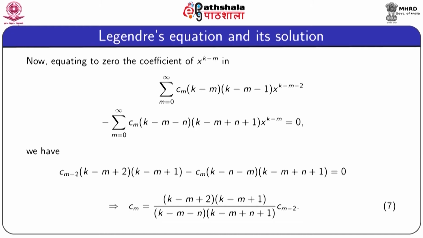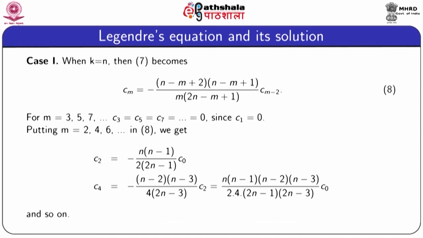So, k minus m plus 1, minus this whole expression, because this is already the coefficient of x to the power k minus m. So, we equate this whole expression to 0, and you are left with Cm equal to (k minus m plus 2)(k minus m plus 1)k divided by (k minus m minus n)(k minus m plus n plus 1) times Cm minus 2. So, we obtain this recurrence relation of Cm in terms of Cm minus 2.